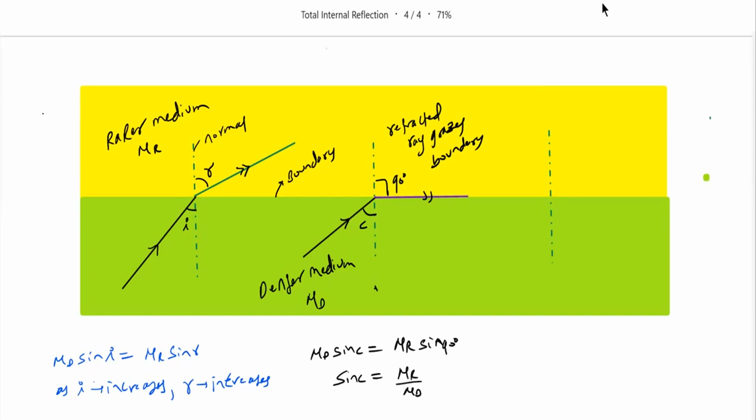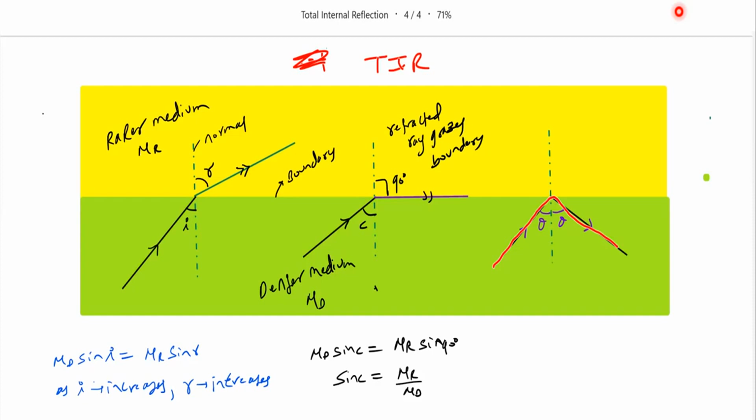Then if I further increase the angle of incidence, the ray will get totally internally reflected. The ray will get internally reflected. All the energy will be reflected back. This condition is what we'll call TIR, or in short, total internal reflection. The total energy of the system will be reflected back.